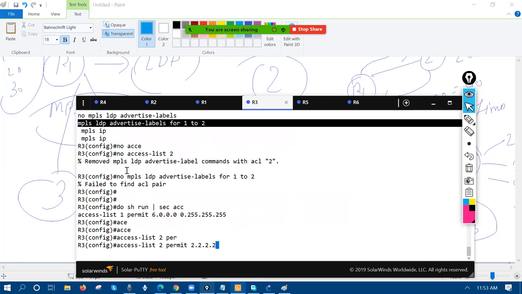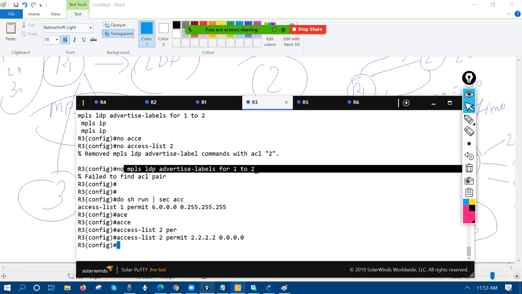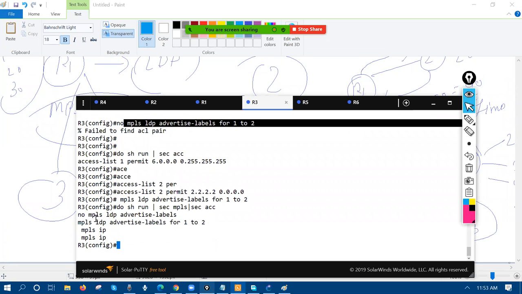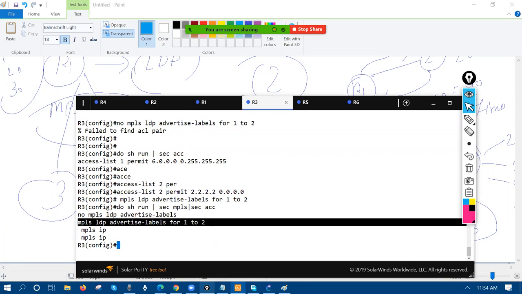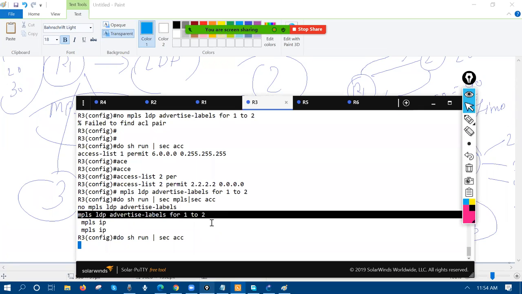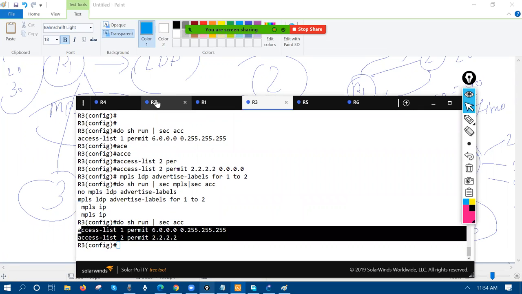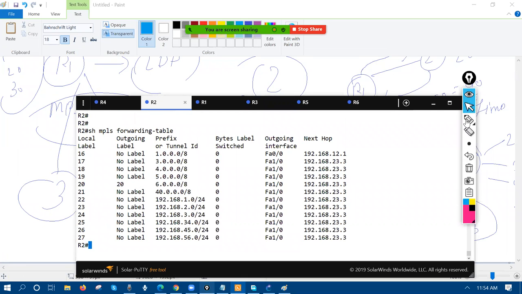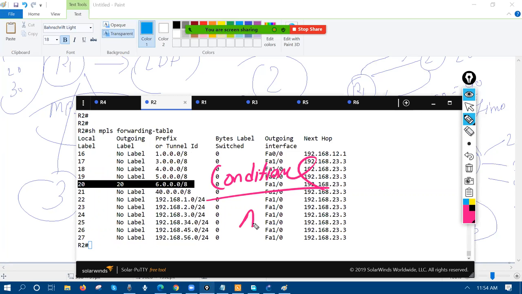Right. Now I'm doing LDP label advertisement for this neighbor. And then do show run section MPLS, section ACL. For this neighbor, and what is the ACL? This one. So now R2. This is known as conditional advertisement. So you can filter, like a filtering, you can do that, right? So we have seen the summarization, and this is the filtering. Understand that 1 to 2.